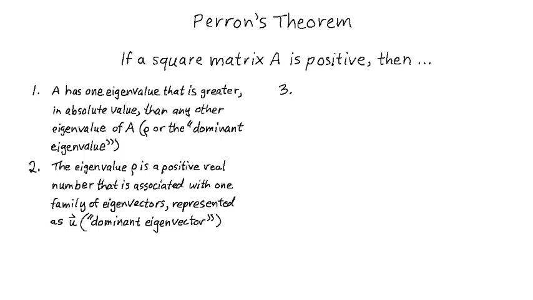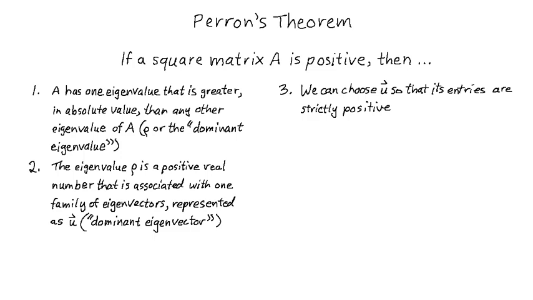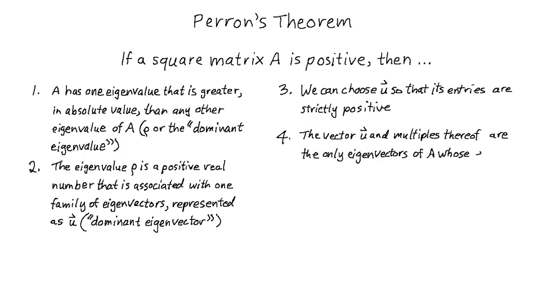A third point of interest that comes from Perron's theorem is the fact that we can choose the entries of the dominant eigenvector U so that they are all strictly positive, and of course real. It just so happens also that U and multiples of U are the only eigenvectors of A whose entries can all be made to be non-negative.